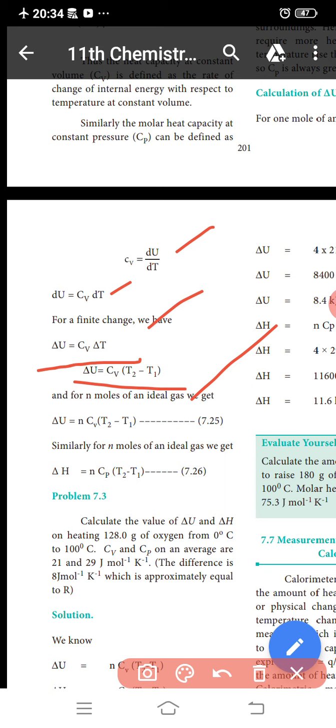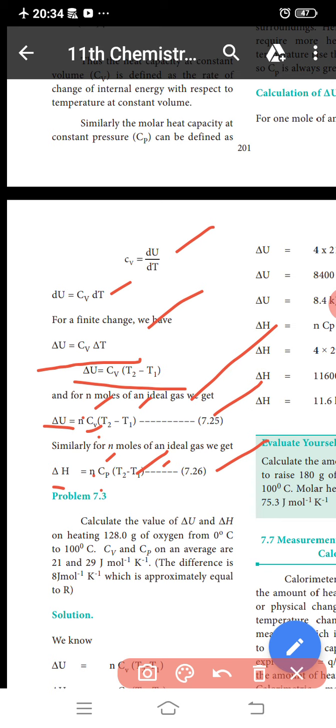Similarly, for n moles of an ideal gas, ΔH is equal to nCp (T2 minus T1). Cv and Cp are what change ΔU and ΔH, while n (T2 minus T1) is the same. These equations are very important, and we apply them to this problem.